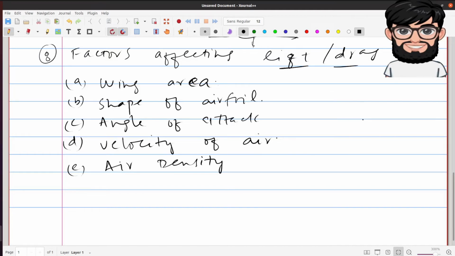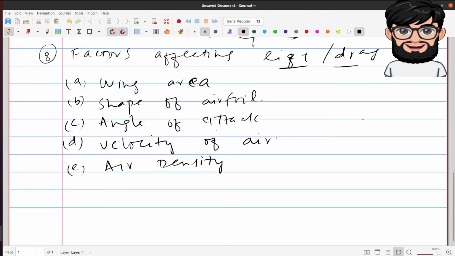The wing area is proportional to both of them, the lift and the drag. The forces acting on the wing are roughly proportional to the wing area, right? If the wing area is big, both forces are going to be big. Shape of the airfoil: as the upper curvature of an airfoil is increased, the lift produced increases. Okay. Angle of attack: as angle of attack is increased, both the lift and the drag are increased.